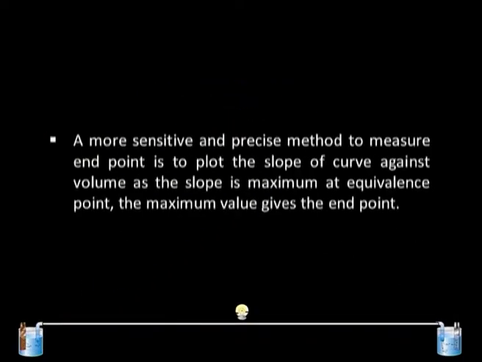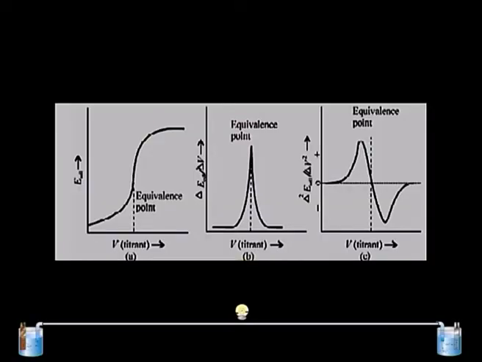A more sensitive and precise method to measure the end point is to plot the slope of the curve against volume, as the slope is maximum at the equivalence point. The maximum value gives the end point. Now, we can plot this data in three different ways. In the first case, we can plot E cell against the volume added, and you can see we get an S-shaped curve, and the middle of the rising portion gives us the equivalence point.